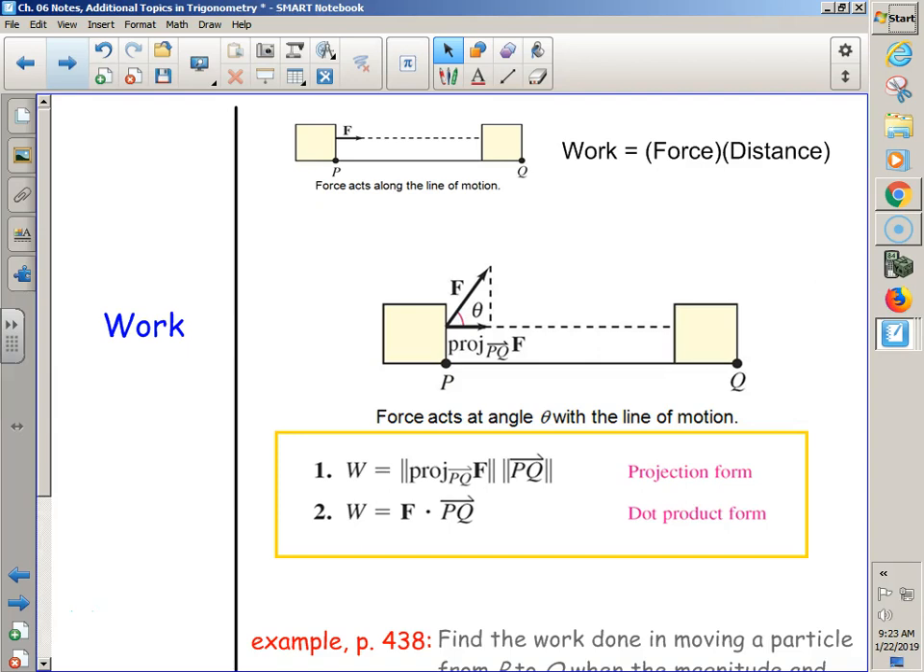Up to this point, if you ever talked about work in a physical science class, work is equal to force times distance. No big deal. Well, actually it is kind of a big deal. Because what if that stool weighed 2,000 pounds and I was trying to pull it? Do you think I would move it? If the stool weighed a ton and I tried to pull it, am I going to move it? Yeah, no. No way, Jose.